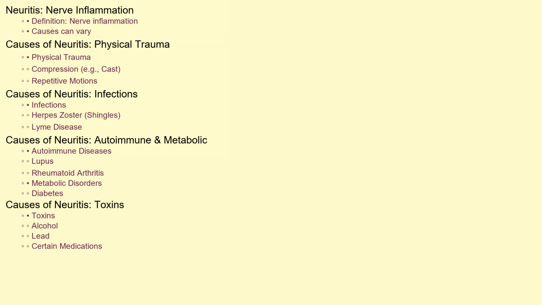This inflammation can arise from a variety of sources. Physical trauma, such as compression from a cast or repetitive motions, can irritate a nerve. Infections like herpes zoster, which causes shingles, or Lyme disease, can directly attack nerve tissue. Autoimmune diseases such as lupus or rheumatoid arthritis may also contribute to nerve inflammation. Metabolic disorders like diabetes can lead to nerve damage, often manifesting as a type of neuritis. And finally, exposure to toxins like alcohol, lead, or certain medications can also be a contributing factor.